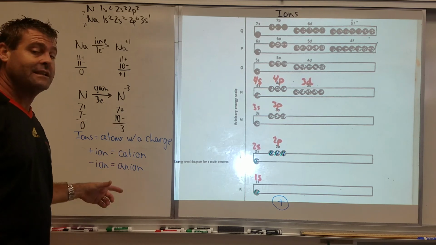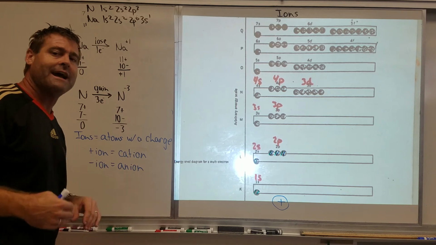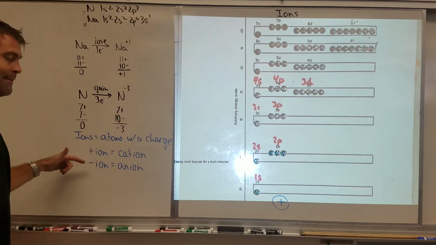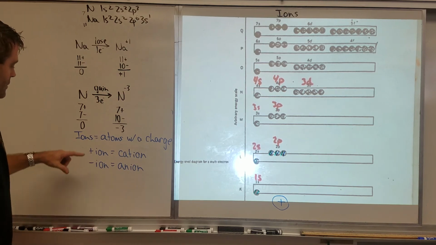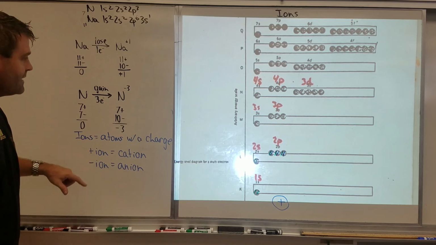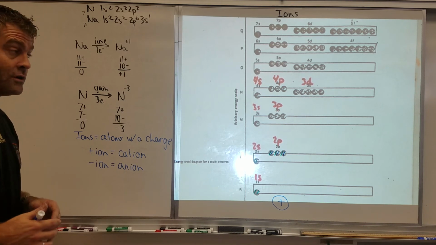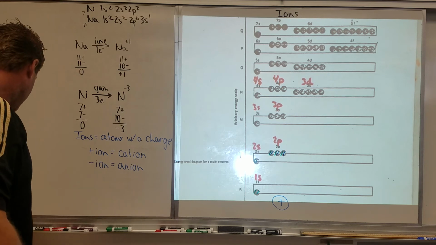Now, if you hate cats and love onions, this ain't going to work for you. But if you love cats and hate onions, that might work. Okay? So those are some new terms: ion, positive ion, negative ion. We talked about valence electrons, core electrons. All right. Last thing.